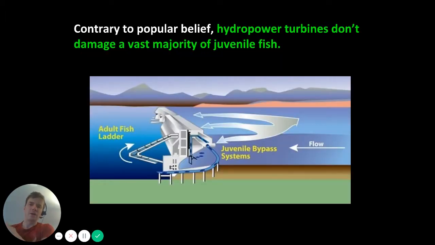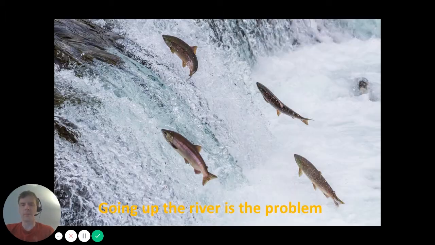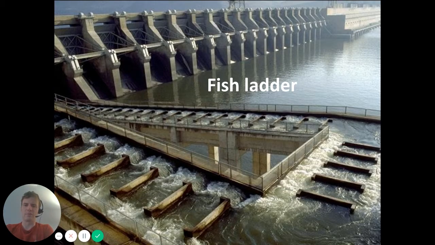Contrary to popular belief, hydropower turbines don't actually damage a vast majority of juvenile fish. The baby fish that are born in freshwater systems are quite easily able to pass downstream. Even flowing through hydroelectric turbines, in many cases, doesn't significantly damage juvenile fish. The problem is really getting the adult fish upstream. If there's a dam, if there's a physical barrier in the way, it becomes very hard to go upstream and spawn if you're an anadromous fish or diadromous fish.